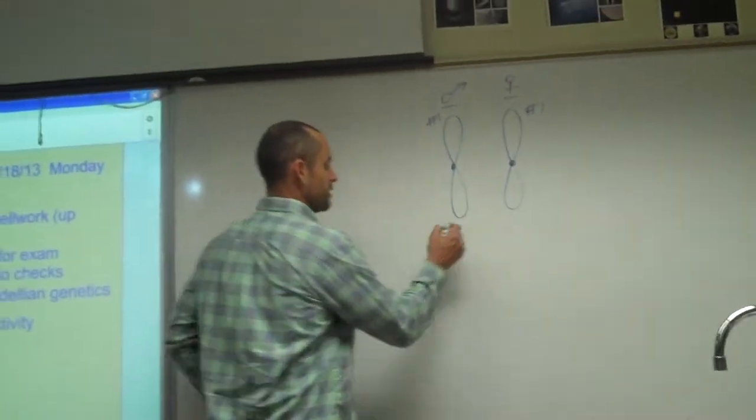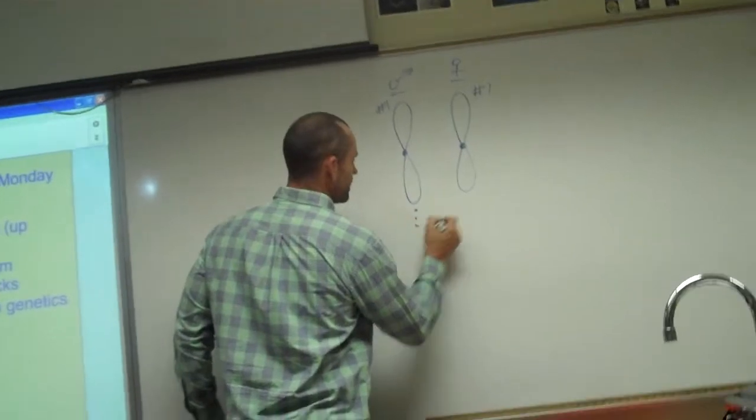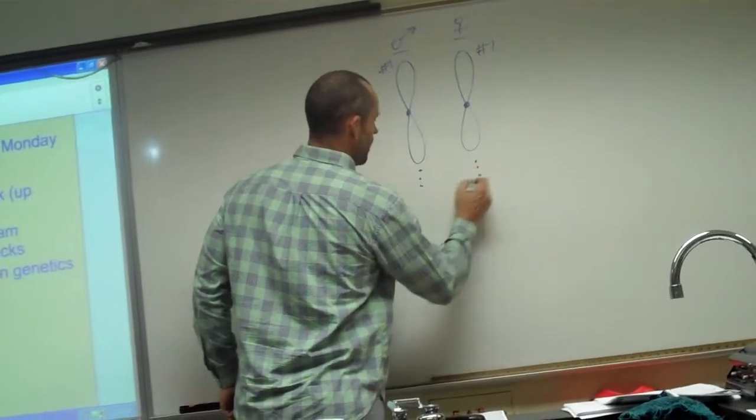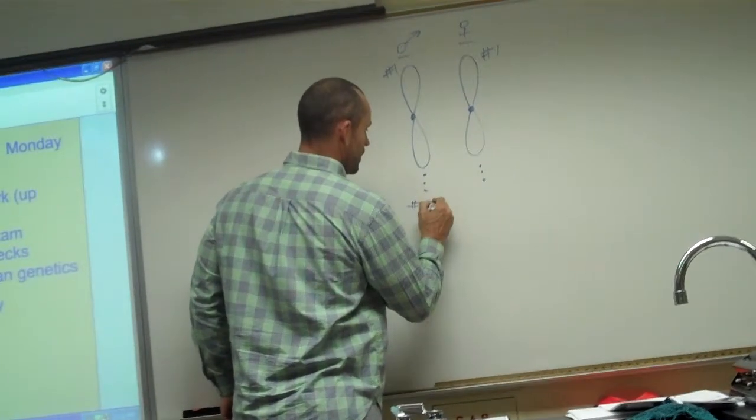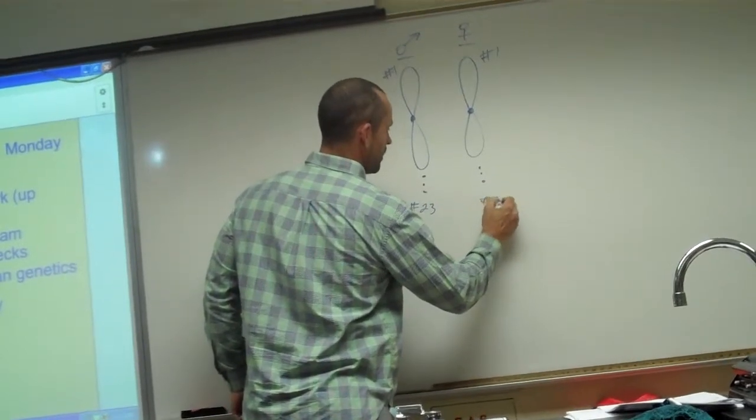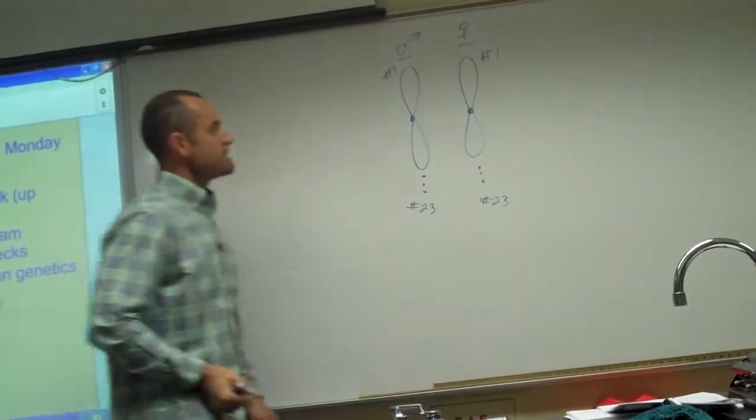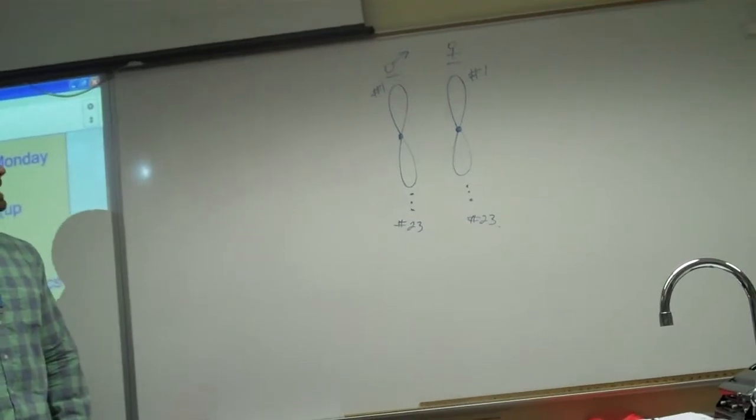mom, one from dad. They're both chromosome number 1s. We'll do it like this too. We'll do little dots like we did before, listing off all the different chromosomes we have through to 23. So we have 23 pairs.